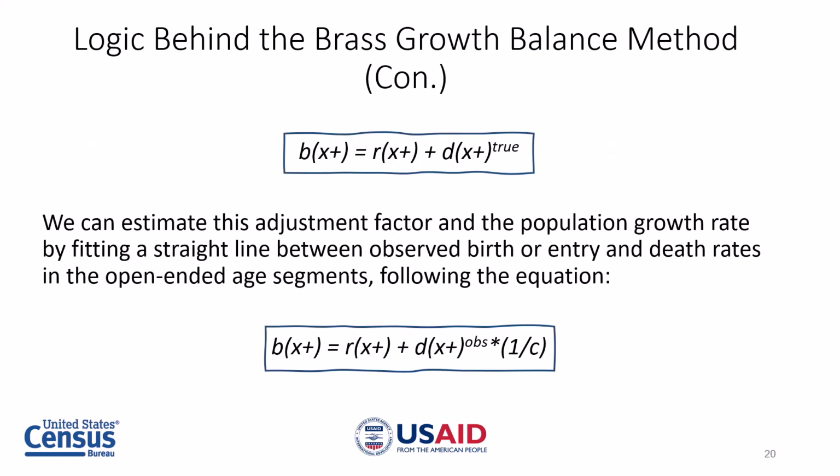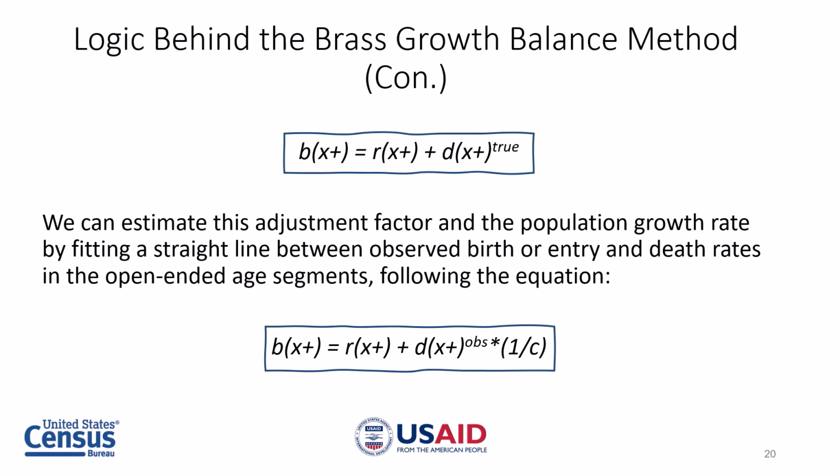Let's talk about the estimation of the adjustment factor. The first equation, birth or entry rate above x, is equal to constant growth rate above x plus true death rate above x, and implies a linear relationship between the entry rates and the true death rates. Remember that the true death rate estimated from the population balancing equation is equivalent to the observed death rate multiplied by an adjustment factor, as shown in the second equation. The second equation also indicates a straight line between the entry rates and the observed death rates with intercept r and a slope 1 over c.